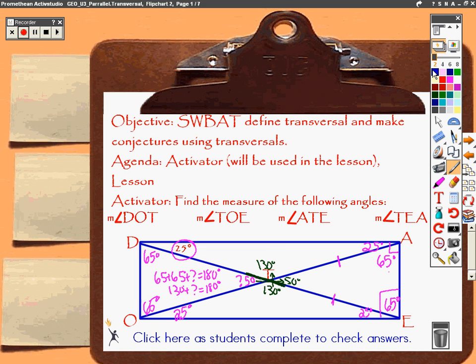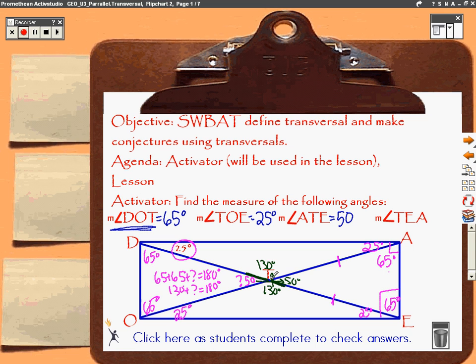Alright, angle DOT is first. DOT, and it's already there for me, 65 degrees. Don't forget that degree sign. T in the middle, O, and then E, I know that that's 25 degrees. A, T, and E, that's 50 degrees. And the last one, T, E, A, that's 65 degrees.